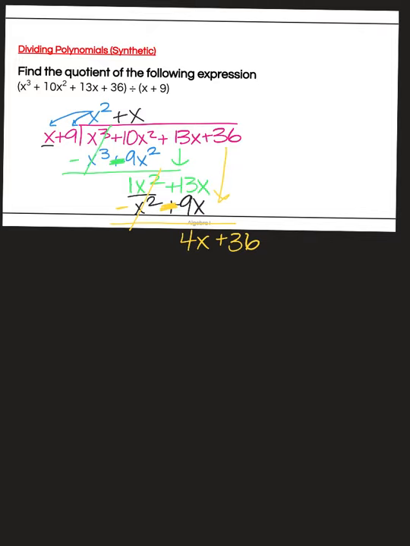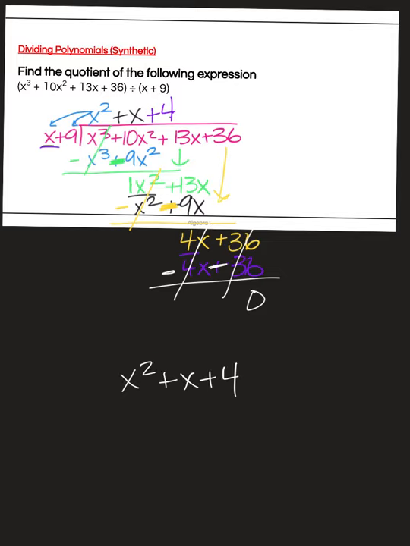So now, x times what is going to give me 4x? That's going to be a positive 4. So 4 times x is 4x, and 4 times 9 is plus 36. I'm going to change my signs to represent subtraction. So this will become minus. This will become minus. 4x minus 4x, that cancels. 36 minus 36, that cancels. So this is 0, so I have no remainder. So my solution is x squared plus x plus 4.